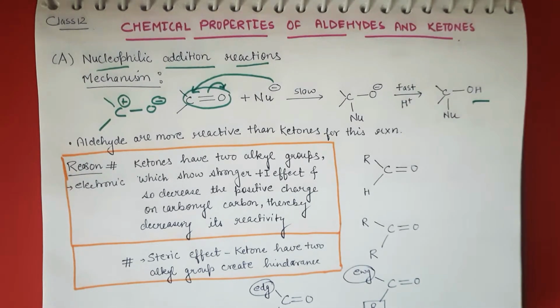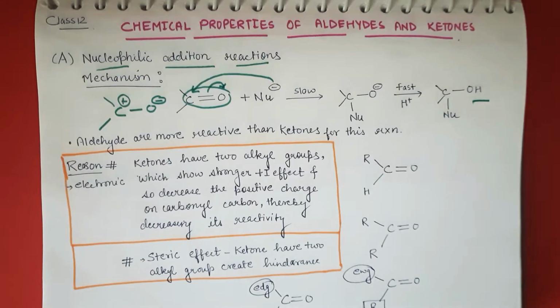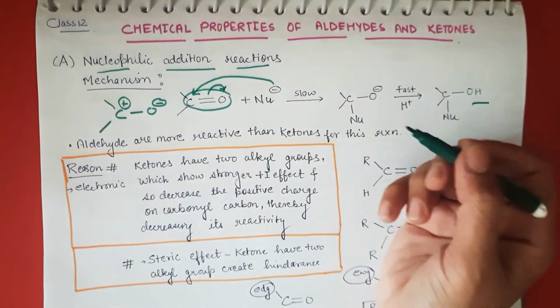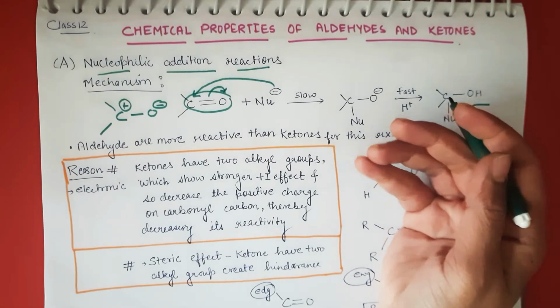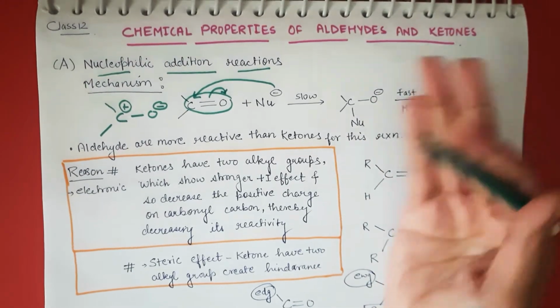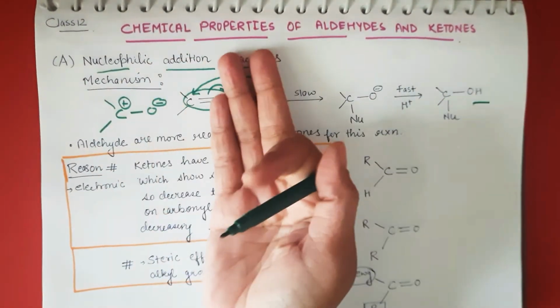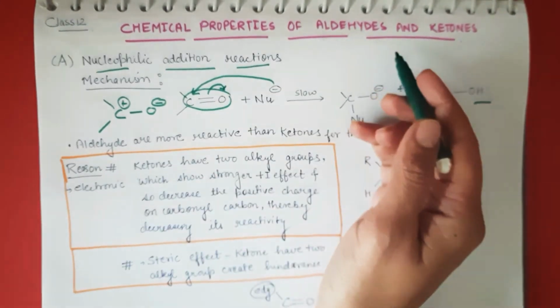In this video we are going to study about the chemical properties of aldehyde and ketones. Till now we had studied the physical properties of aldehyde and ketone, the nomenclature for this and the preparations of aldehydes and ketones. In this chapter we are going to study the chemical properties of aldehydes and ketones.